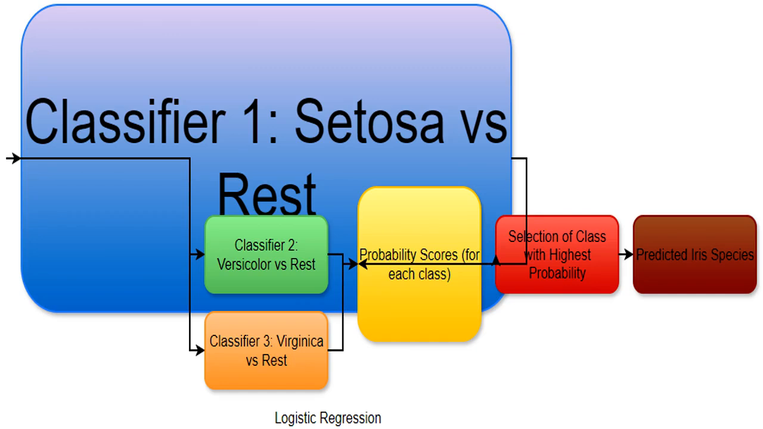Let's dive in. One of the 3 binary classifiers needed for the OneVsRest strategy. This specific classifier learns to distinguish between iris setosa and the combined group of iris versicolor and iris virginica. It learns the distinguishing characteristics of iris setosa compared to the other 2 species. This is just one of the 3 classifiers working together.